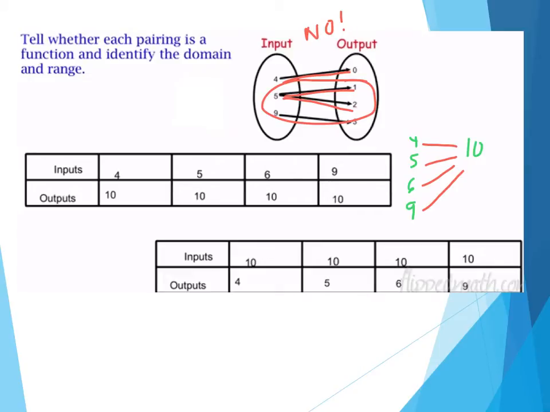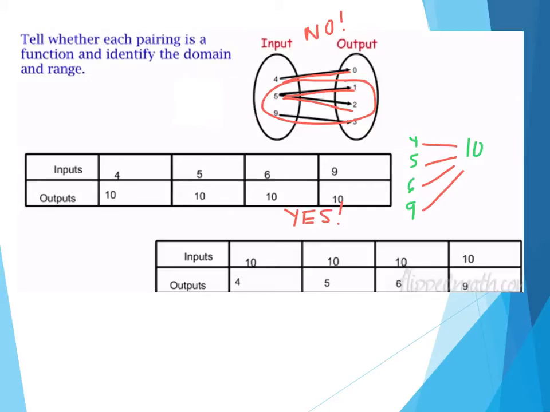Well, this is a function. This is a big yes. This actually is a function. Why? Because every input has only one output. 4 has one output of 10. 5 has 10, only one. 6 has only 10, and 9 has only 10. Now 10 is shared by all 4 of the inputs, but that still means all the inputs have one output.